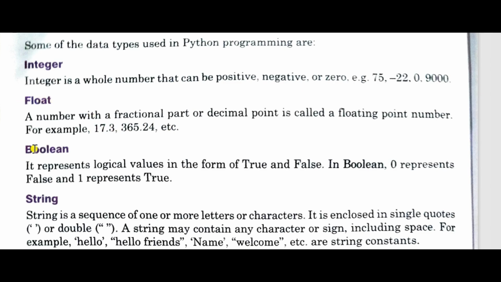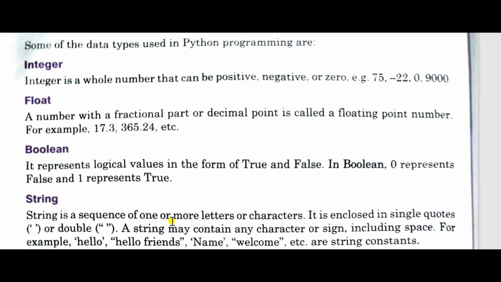Next one is Boolean. It represents logical values in the form of true and false. In Boolean, 0 represents false and 1 represents true. So if you have a program which gives output only in true or false, you will use the Boolean data type.